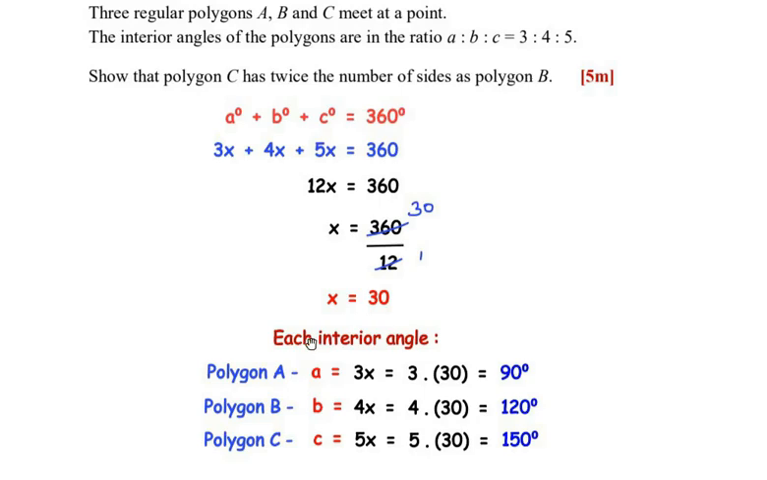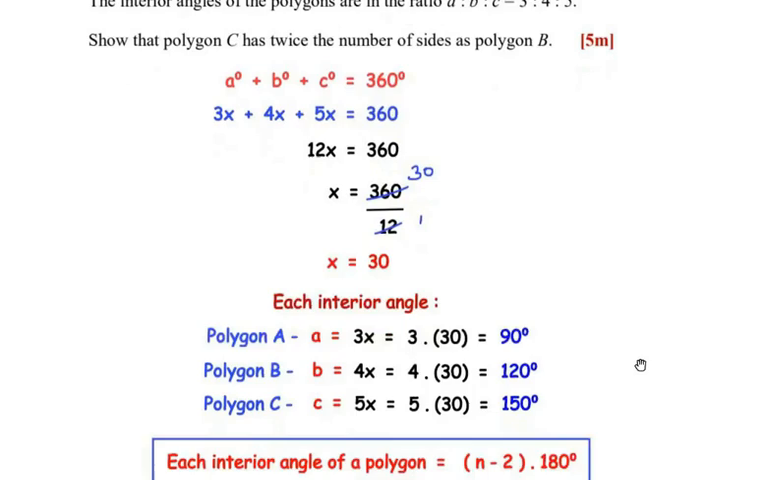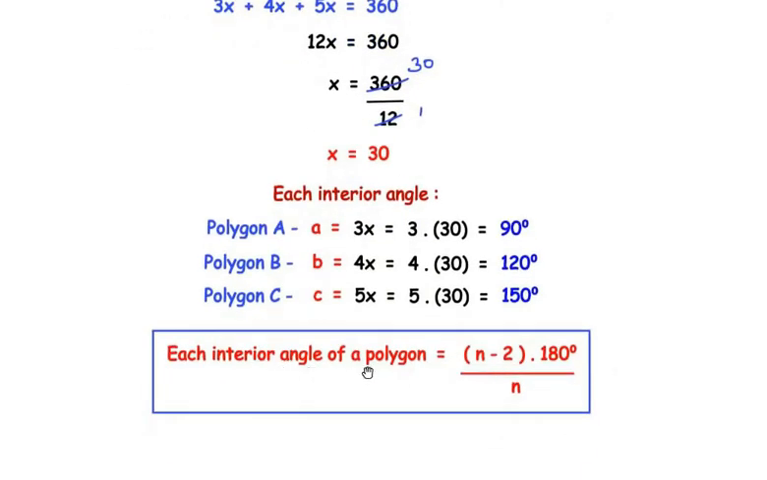Now once we have got each interior angle of these polygons, we need to focus on polygon C and polygon B. And for this, let us make use of the formula relating each interior angle to the number of sides of a given polygon. So the formula is each interior angle of a polygon is equal to n minus 2 times 180 degrees over n, where n represents the number of sides of a given polygon. Now since we are concentrating on polygon B and polygon C, let us find out the number of sides of polygon B by using this formula.